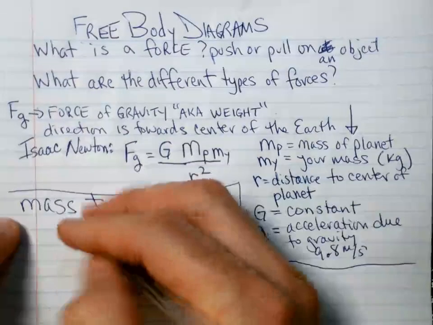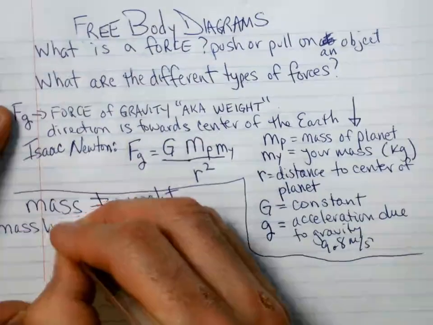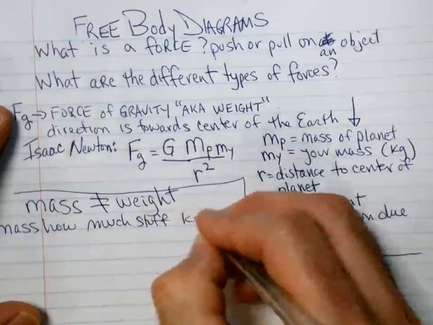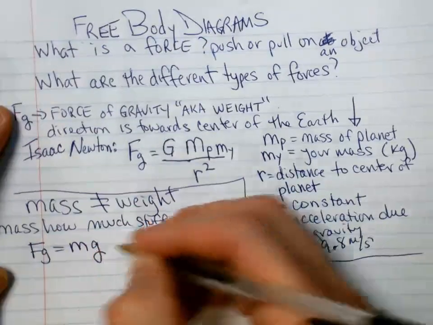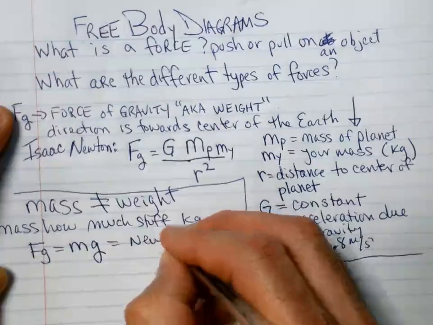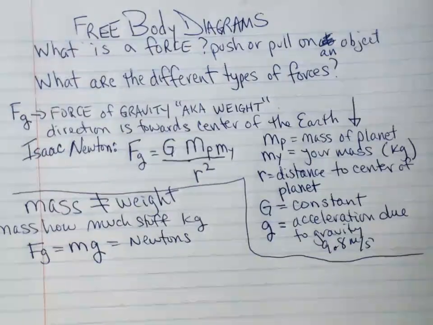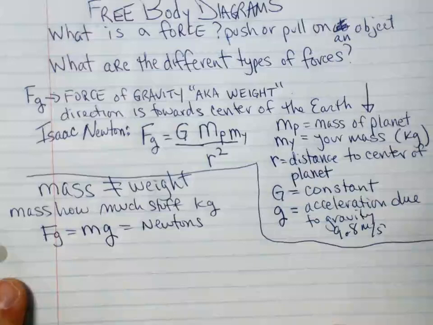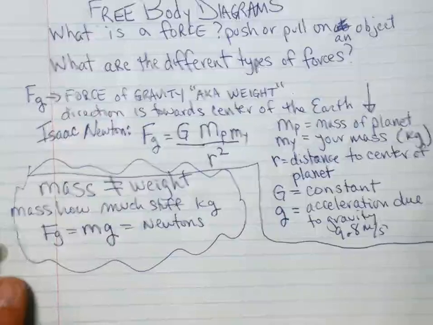Mass is how much stuff you're made out of. Mass is how much stuff, and that's measured in kilograms. And your weight, which is force of gravity, is your mass times your acceleration due to gravity, which is measured in newtons. So whenever you step on a weight scale, you're measuring your weight, not your mass. So it doesn't tell you how much mass you are, it just tells you how much you're being pulled by gravity. Exactly. Yep. When you step on a scale, it just tells you how much you're being pulled by gravity. All right, so this would be an aside in the notes.